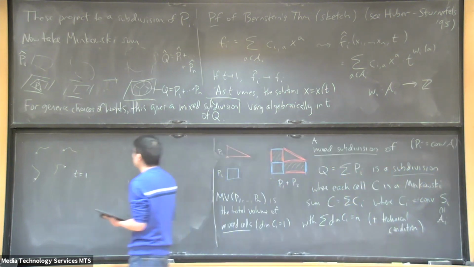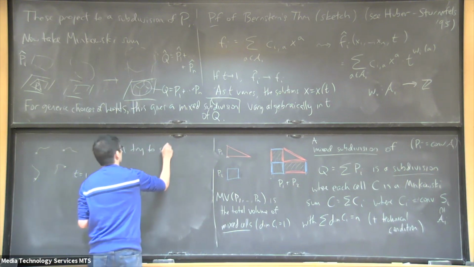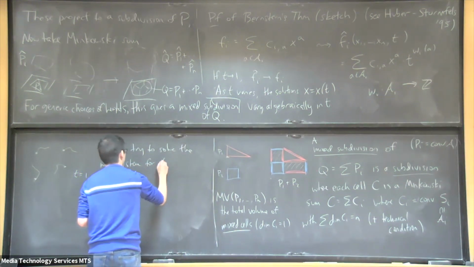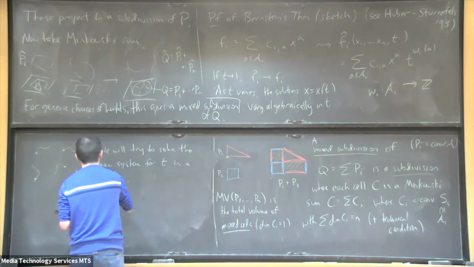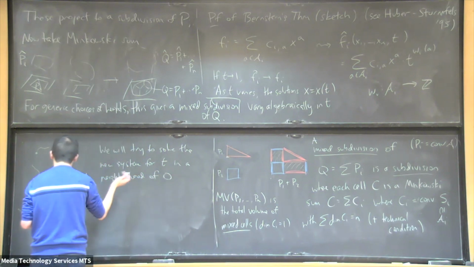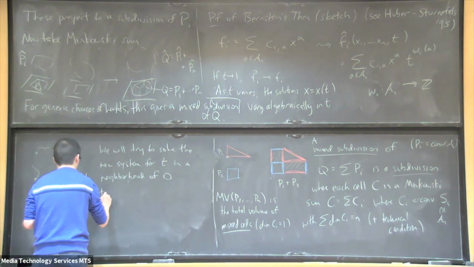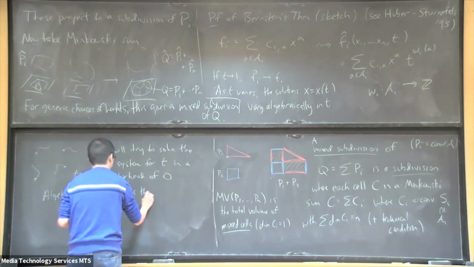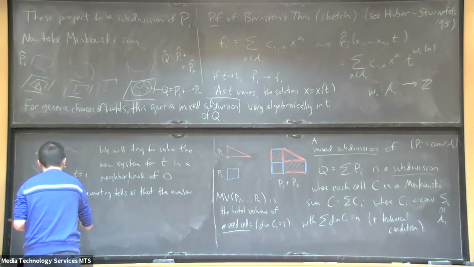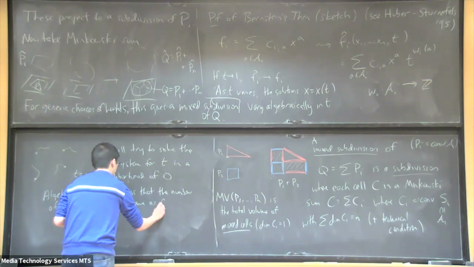So what we're going to do is try to solve the new system for t in the neighborhood of 0. And then I'll just say algebraic geometry tells us that the number of solutions will be the same as for t equals 1.